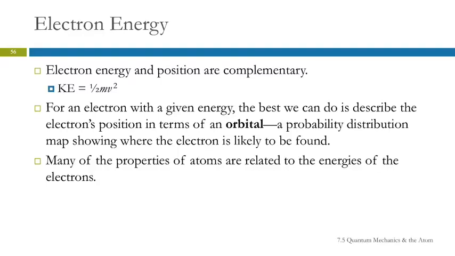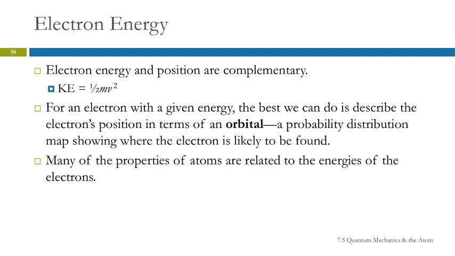Electron energy. Energy and position are complementary. We've looked at this definition of kinetic energy before. Kinetic energy is 1/2 the mass times the velocity squared. So if we have an electron with a given energy, we can describe the electron's position in terms of not an orbit, which is like a planetary orbit around the sun, very predictable, but an orbital. It's a probability distribution map showing where the electron is likely to be found.